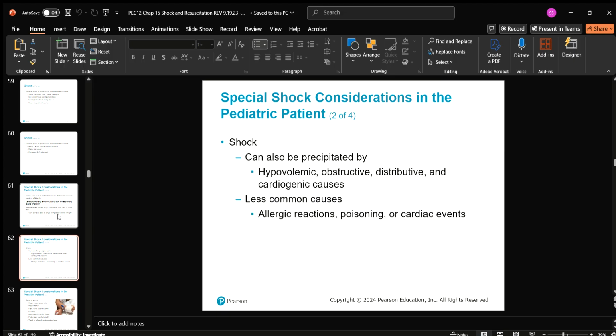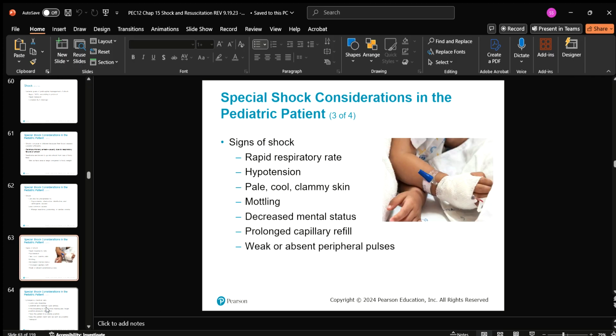So you have to do what's called an APGAR score. Have you guys covered that yet? Well, I'm not going to cover it because you guys will get to it. There's a score where you're checking their activity, their grimace, their pulse, respirations, all this stuff, and you'll learn all about it in a little bit. Shock can be precipitated by hypovolemic shock, obstructive shock, distributive, cardiogenic causes. Less common are allergic reactions like anaphylaxis, poisoning, or other cardiac events.